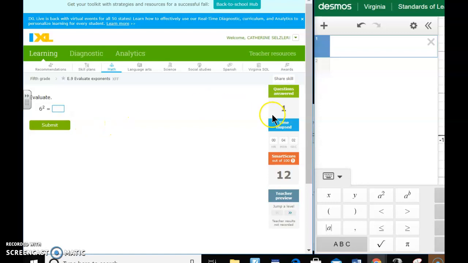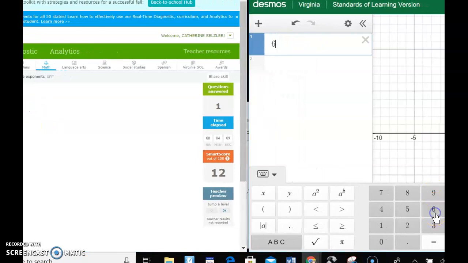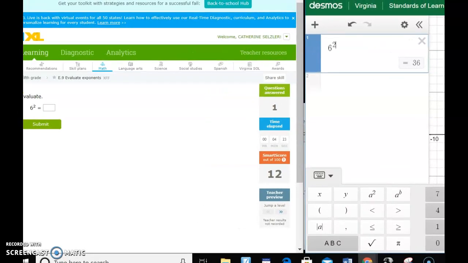Okay, 6 squared. Once again, I'm going to type in my number 6. And then just to practice using this exponent button, I'm going to hit this one and I'm going to put in the exponent of 2 and it goes ahead and gives me my answer. 6 squared is 36. That makes sense because 6 times 6 is 36. So remember, we're multiplying 6s. This exponent tells me there's 2 of them, 2 6s. 6 times 6 is 36.